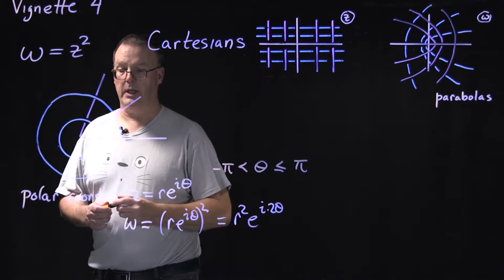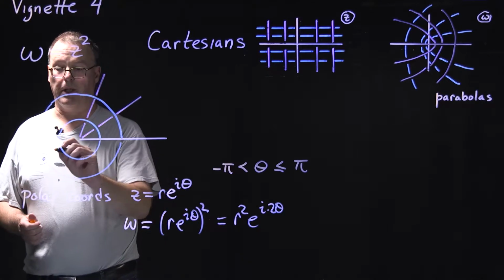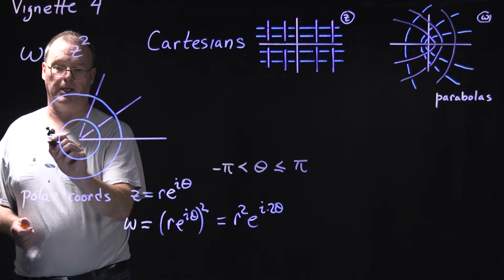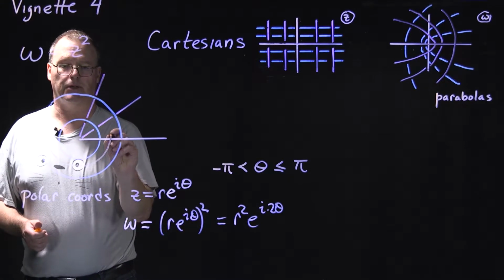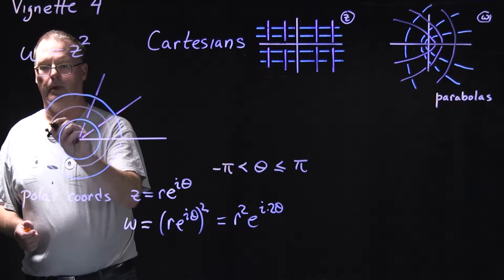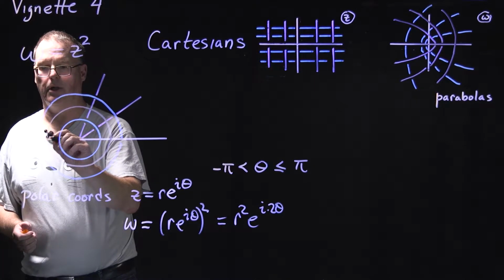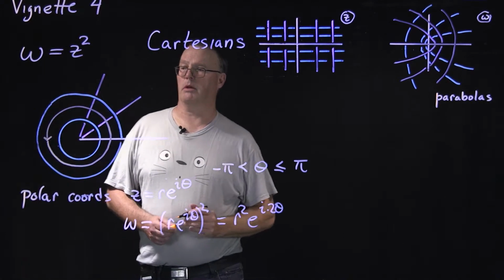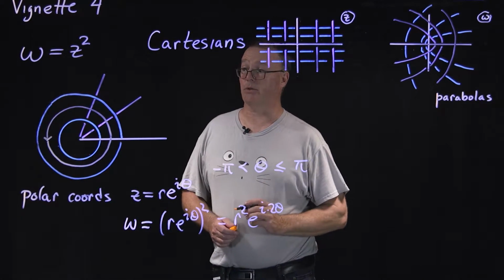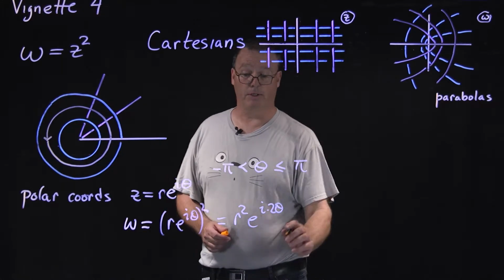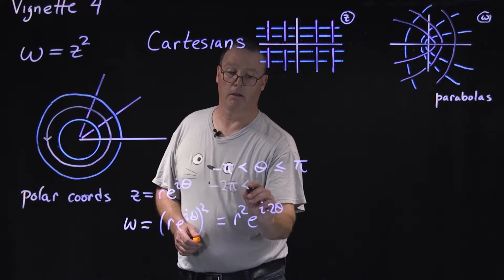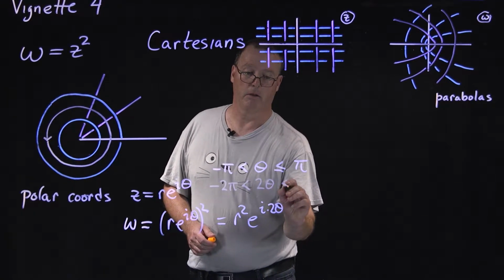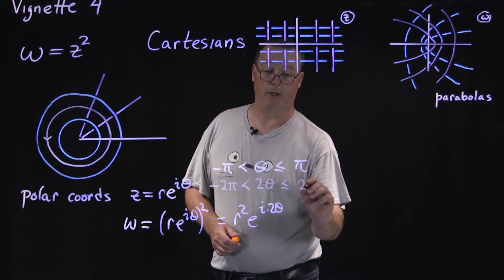And that just says that when we draw a circle here, we start at minus pi, and it doesn't quite touch the negative axis here, and it goes around in this direction, and it comes up, and it does touch on top. Okay, so that gives us one round of theta. So that means that 2 theta goes from minus 2 pi up to 2 pi.